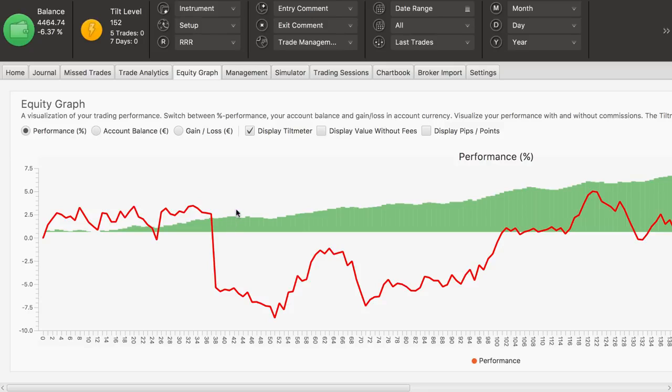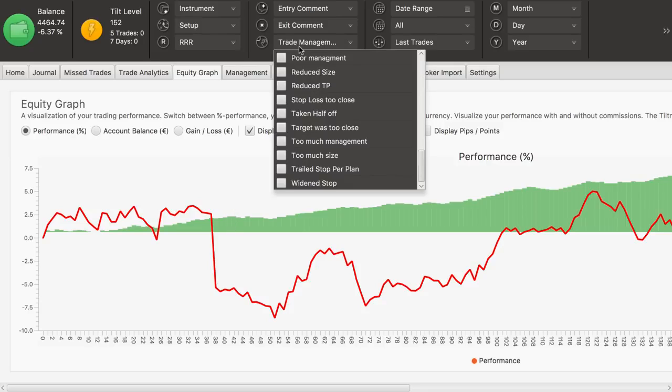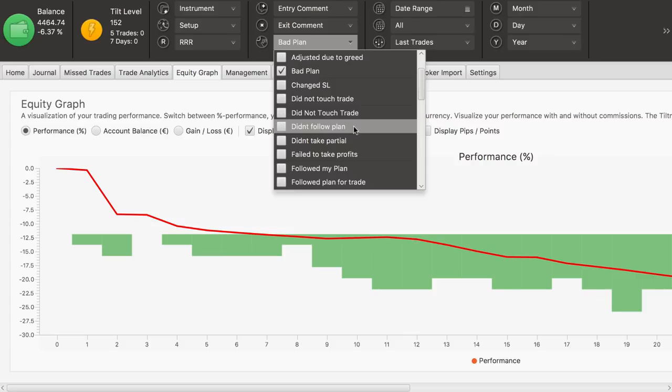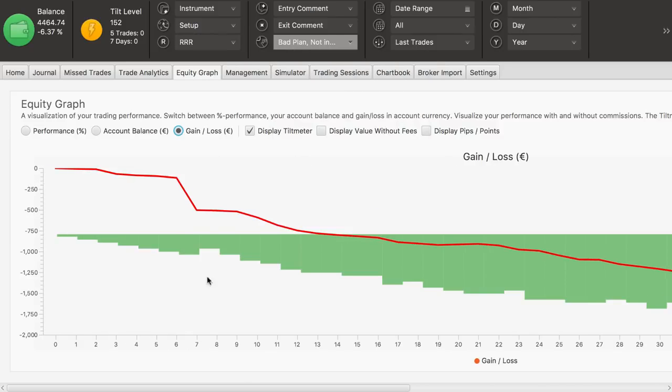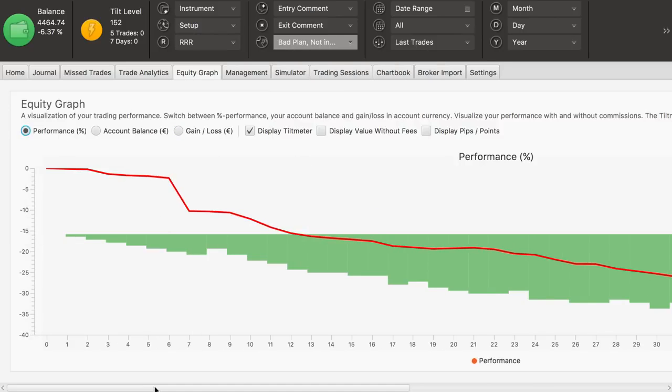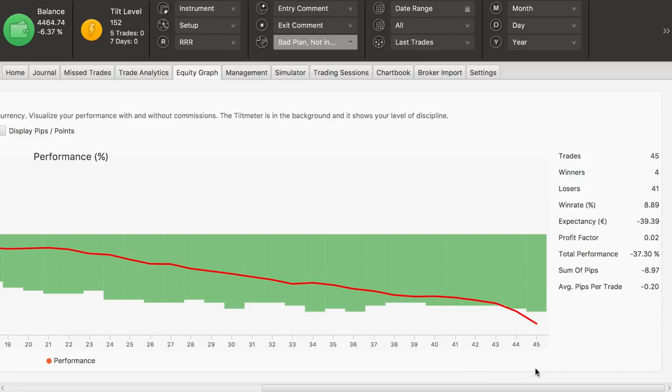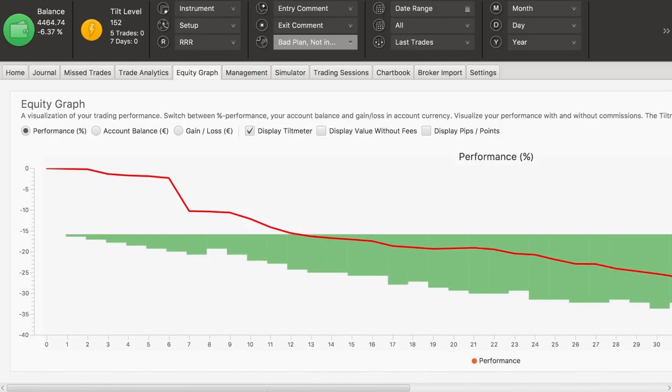different perspective. Let's also take a look at the trade management comments that the trader has used, and he has used repeatedly "bad plan" and "not in trading plan". So let's look for this one here. And here, what do we have when we go to performance? You can see 45 trades, and the curve ends here, which is minus 35%. And again, remember the total balance here is down minus 6%.